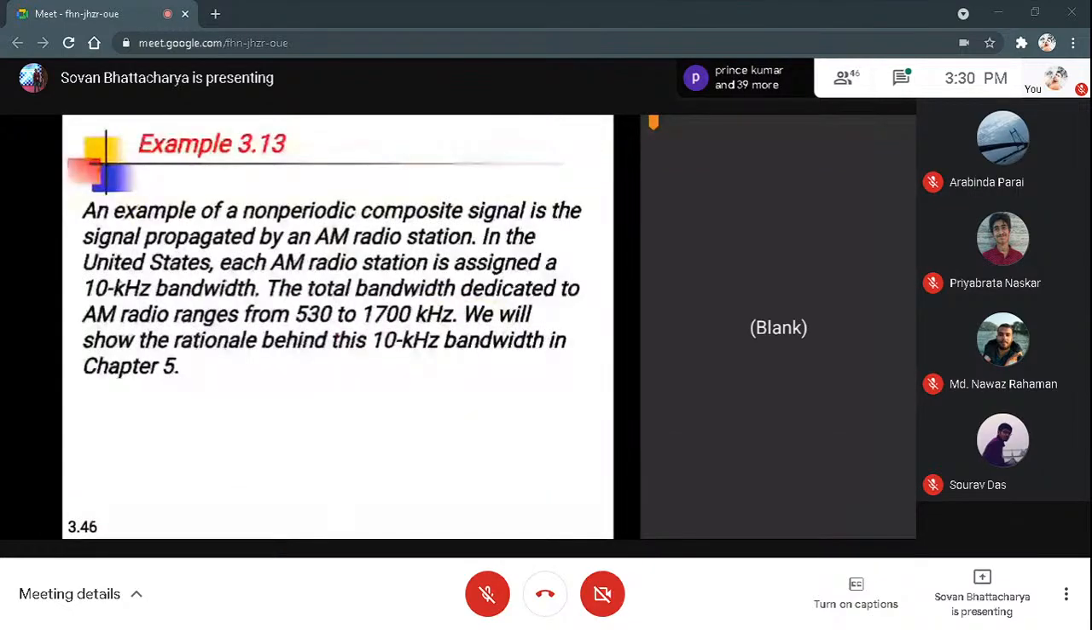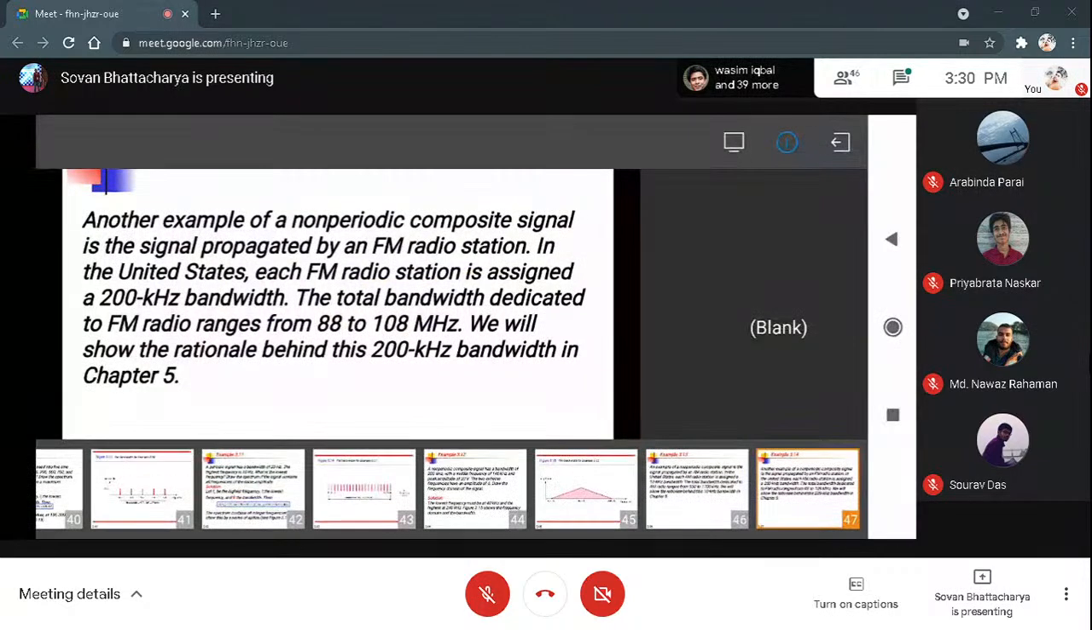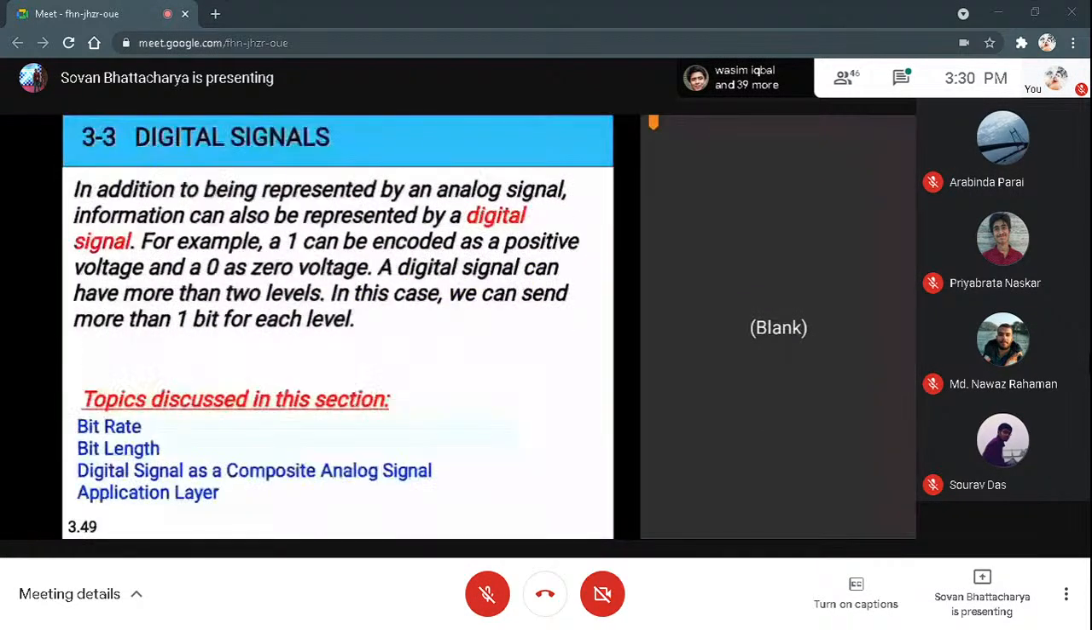This is another example. The periodic composite signal is the signal that is propagated by AM radio stations. And you have to practice it. This example you have to practice. There are so many examples.